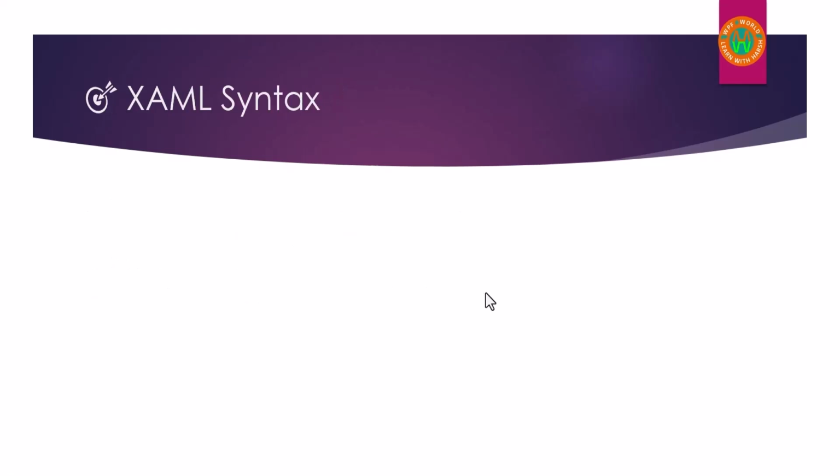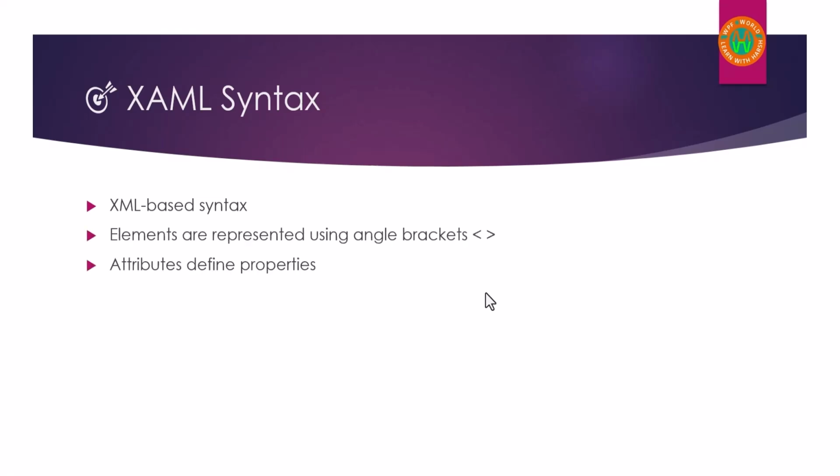What is the syntax of XAML? XAML uses XML style syntax. Every UI element is an XML tag. Attributes define properties like height, width, and content. You can also nest elements inside others to create more complex layouts. For example, placing a text block inside the grid layout.